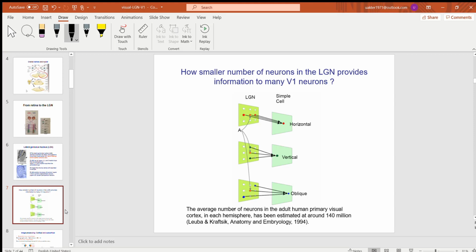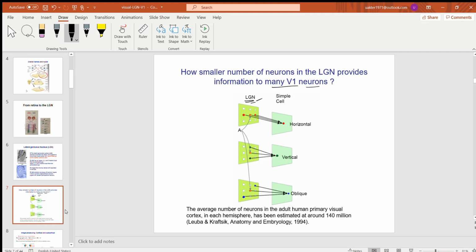Now, how a smaller number of lateral geniculate nucleus neurons provide information to many V1 neurons, because the number of V1 neurons is much higher than the number of neurons in the lateral geniculate nucleus. So this is a hypothesis that explains how the same neuron of the lateral geniculate nucleus can participate in different stimuli.